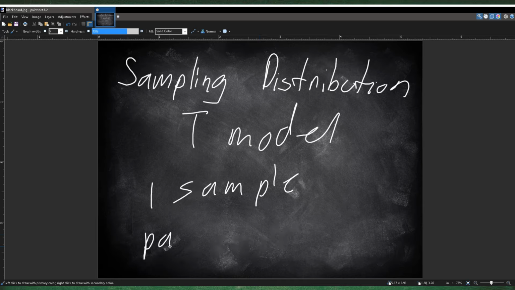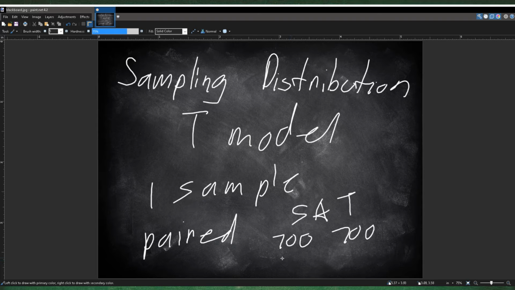And then the last one is paired. Paired is if you get data that could be similar to each other. Let's say the SAT. You have one person that took the math and the reading section, and they scored a 700 in math and 700 in reading, versus someone that scored a 650 in math and a 790 in reading. These data are paired, and you want to see if there's a difference between the math scores and reading scores.